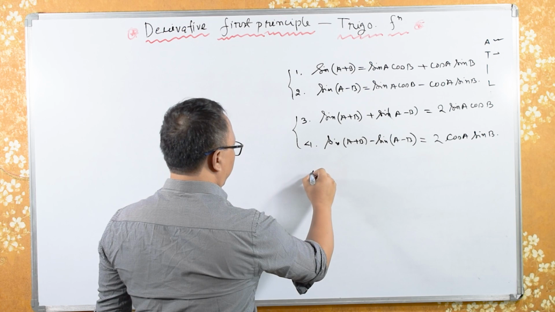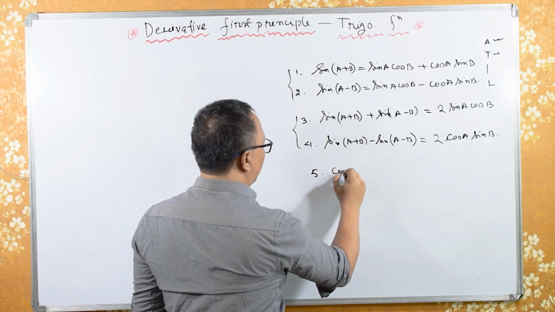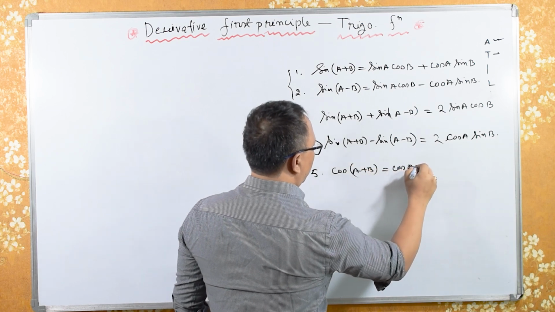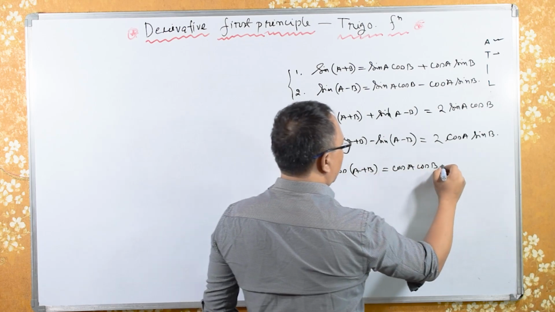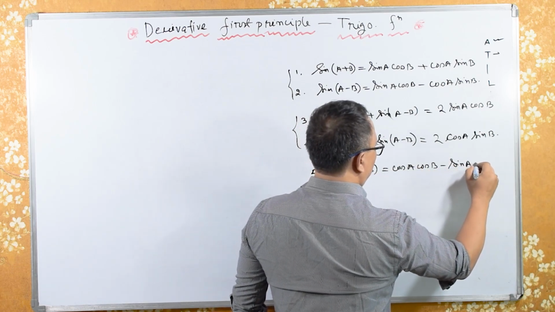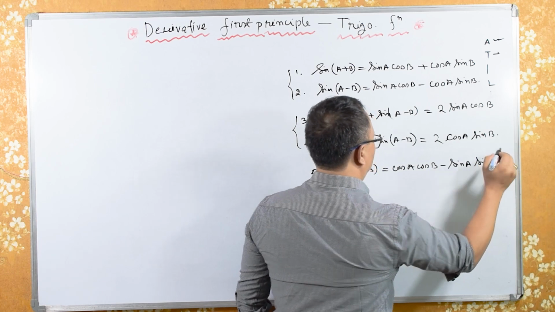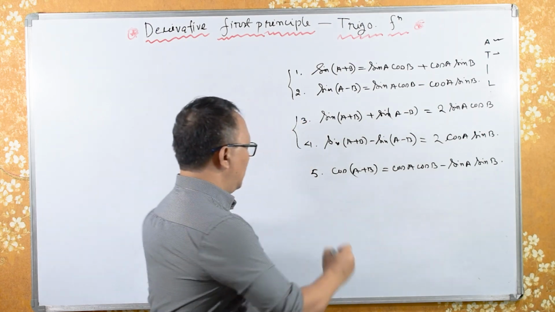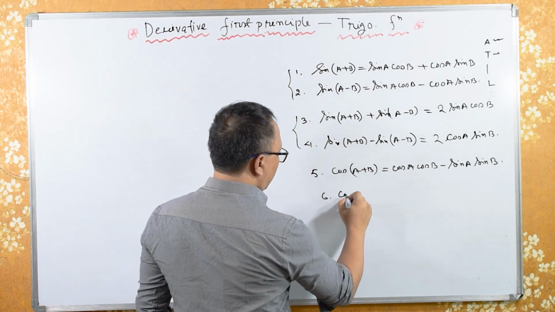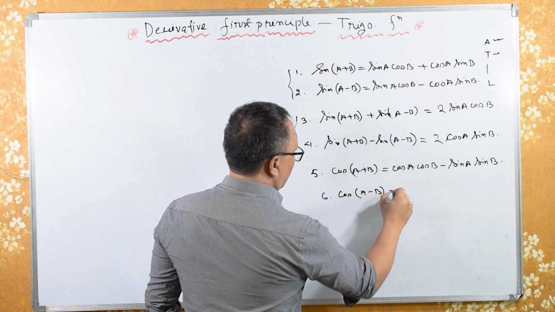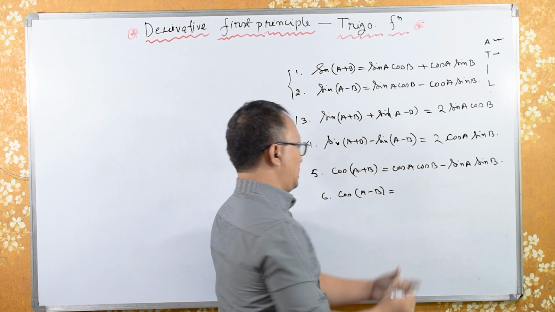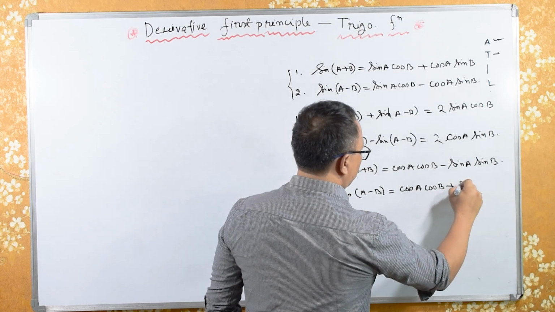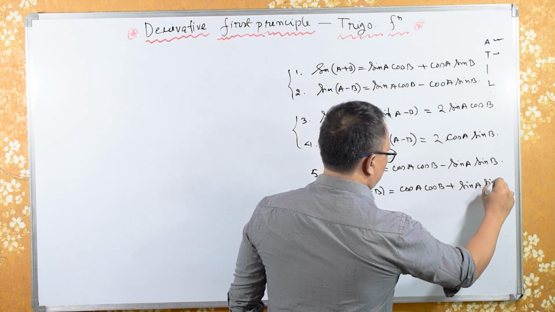Another formula, number 5: similarly, cos of a plus b is cos a cos b, with plus, then minus sine of a sine of b. Cos of a plus b is cos a cos b minus sine a sine b. Now if I give cos of a minus b, if it is plus then minus, then plus. Here we have cos of a cos of b plus sine of a sine of b.